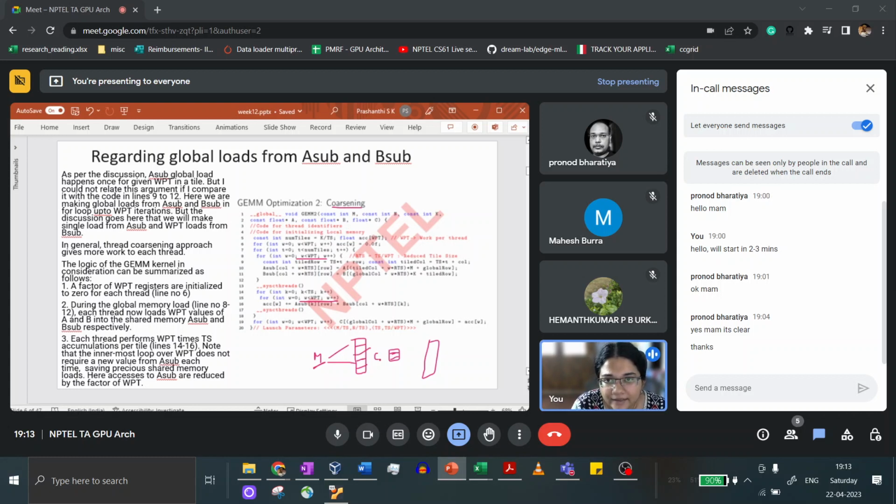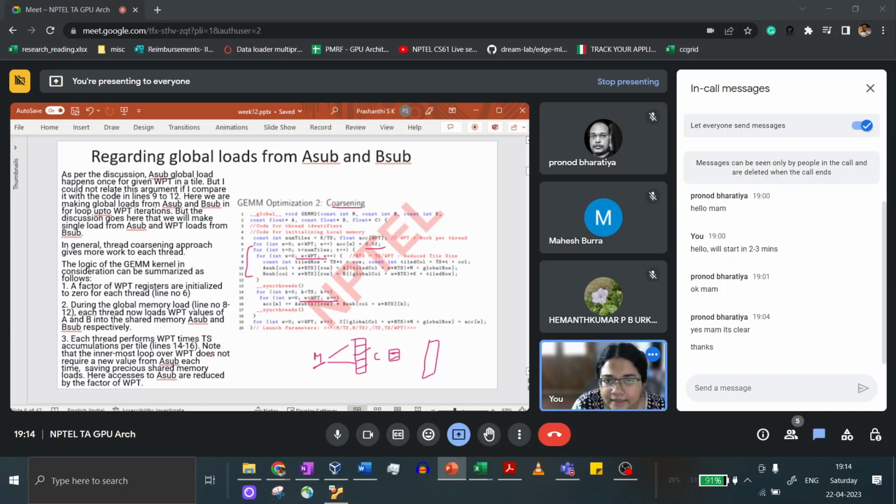So the logic behind thread coarsening is we are trying to increase the work per thread, right? So now we are summarizing this code that's here. In line number 6, a factor of WPT registers are initialized to 0 for each thread. After that, during the global memory load, lines 8 to 12, each thread loads WPT values of A and B into shared memory A sub and B sub respectively. That's what you can see happening here.